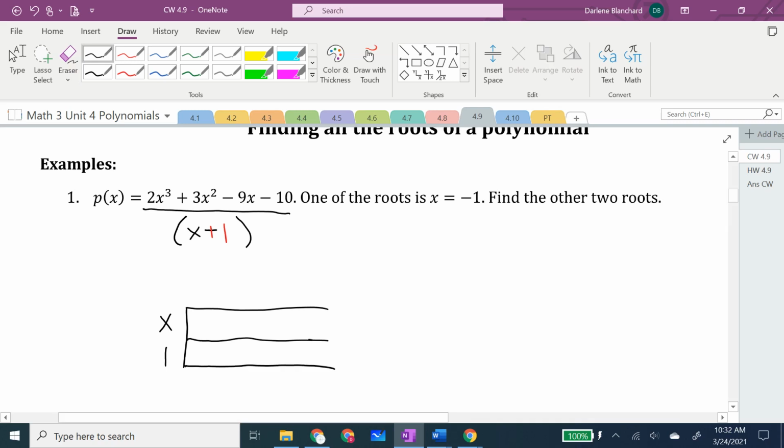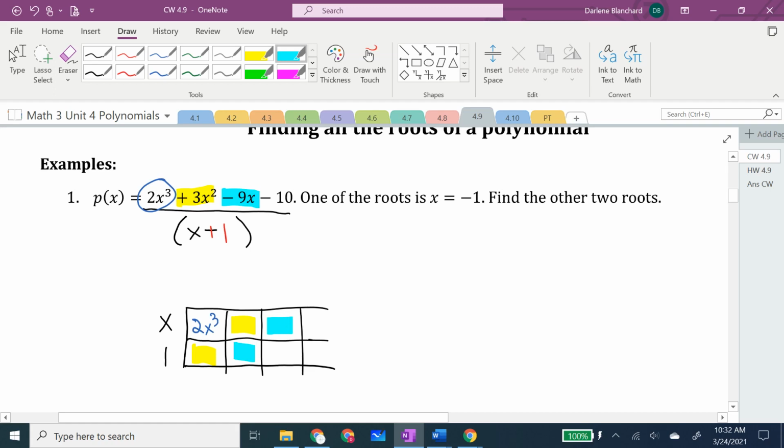All right, I am supposed to be getting in the interior boxes first a 2x cubed, and then my 3x squared is what I'm going to get between those two boxes added together. My negative 9x, I will get with these two boxes together.